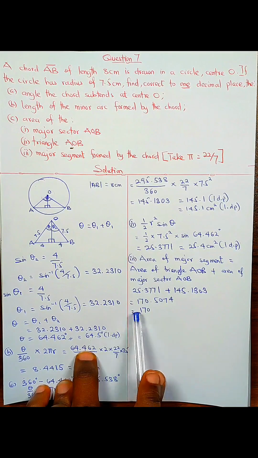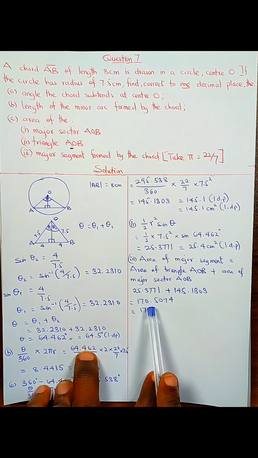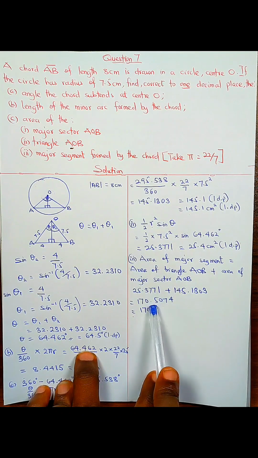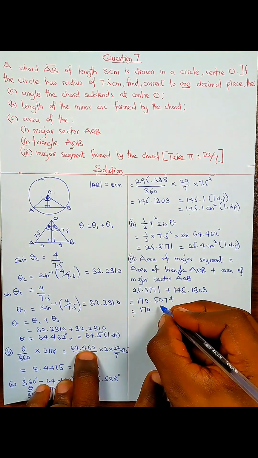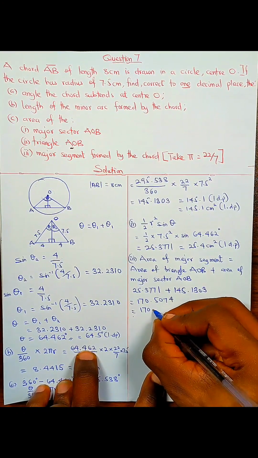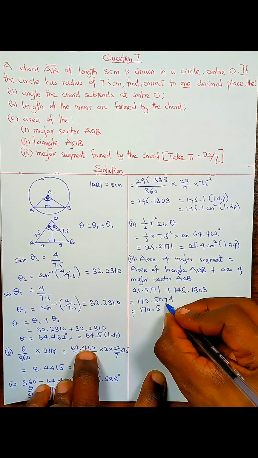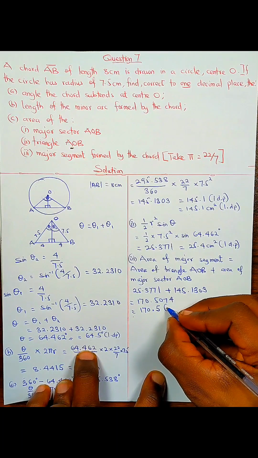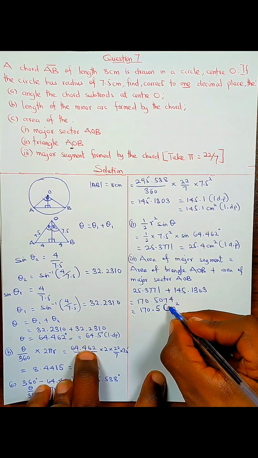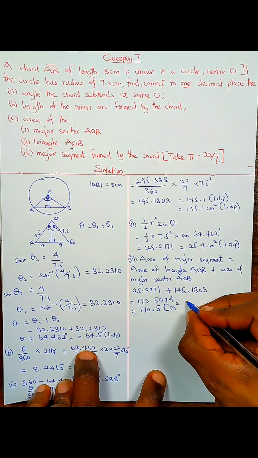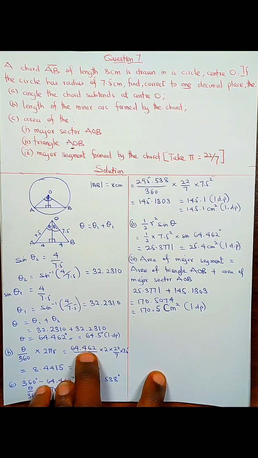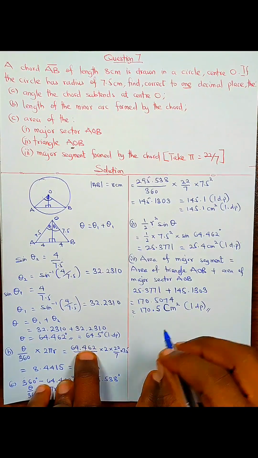So if this is to 1 decimal place, it should be 170. Check after the first decimal and see if the number could add 1 to this. Since it is less than 5, it becomes 170.5. But that's an area, so centimeters squared. Forgive the C being big. That is to 1 decimal place. And bingo, we are done.